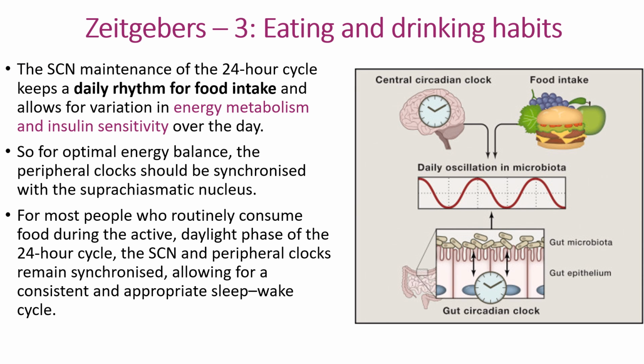So 2 points of emphasis in terms of our eating and drinking habits. First one is consistency, because if we're consistent in terms of when we have our meals, brekkie, lunch, dinner, then our peripheral clocks, e.g. some of our digestive organs, then they will be synchronized with our central clock, the SCN, to basically maintain regularity in terms of our sleep-wake cycle.